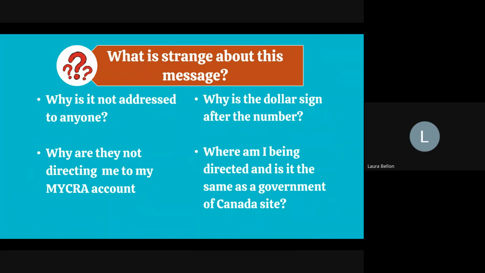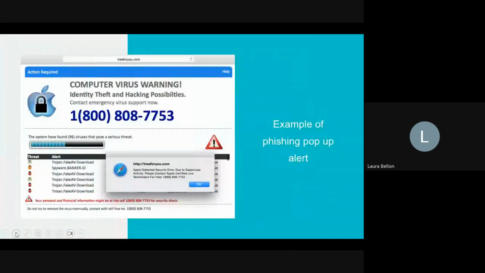It's directing you somewhere suspicious. So don't click on those links. That's usually a telltale sign. This is another one. This is a pop-up. So we used to have these all the time where we would get these computer virus warnings. And with these, we have to be very careful.